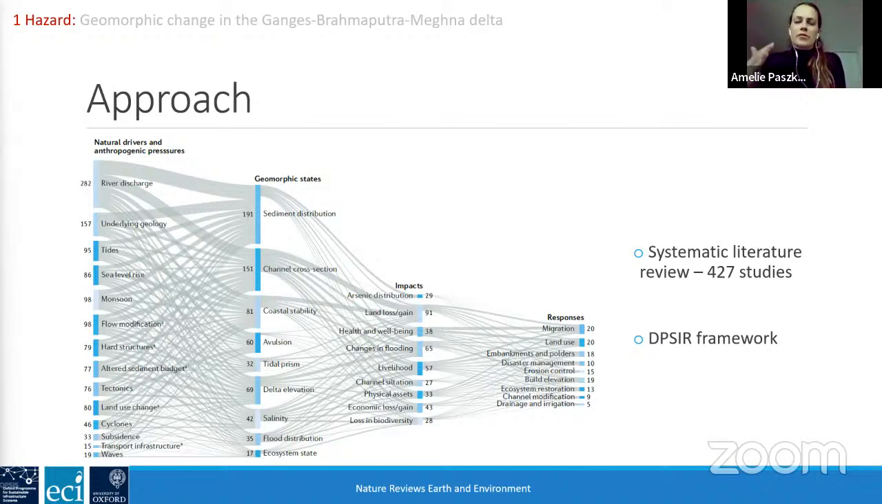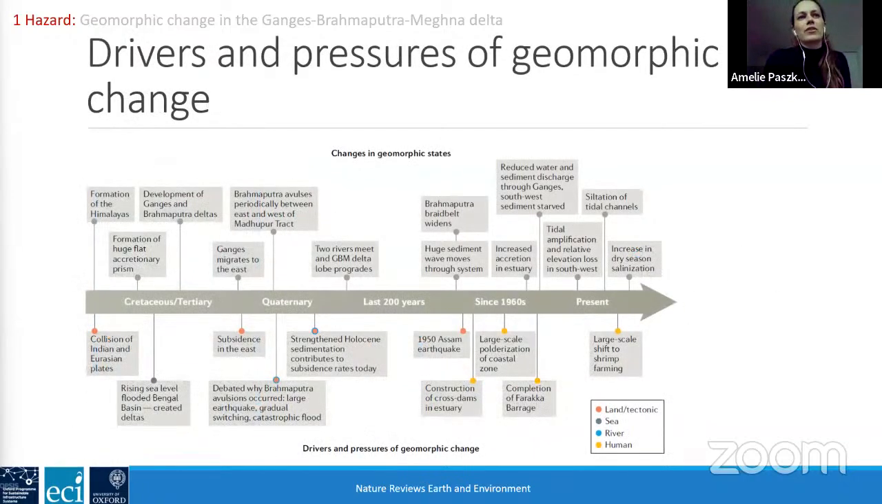So we use this DPSIR framework as well in the paper to synthesize the understanding. So I'll be using it now in the presentation, starting off with the drivers and pressures of geomorphic change. Here you can see along the top the main changes in the geomorphic states, with the main drivers and pressures along the bottom of the timeline.